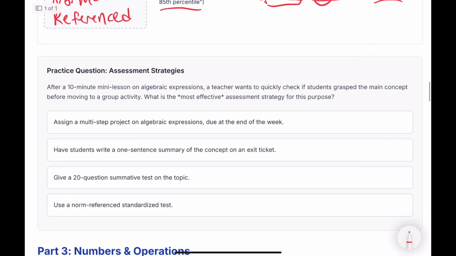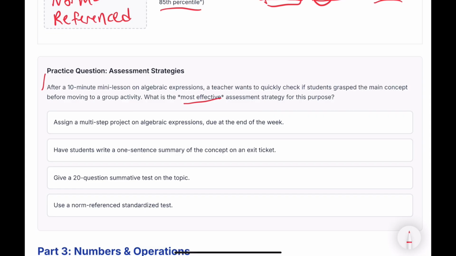All right, next up we have a practice test question. Let's take a moment and read this. Here we go. After a 10-minute mini lesson on algebraic expressions, a teacher wants to quickly check if students grasped the main concept before moving to a group activity. What is the most effective assessment strategy for this purpose? Take a moment here to read the 4 answer options and then come back when you're ready.